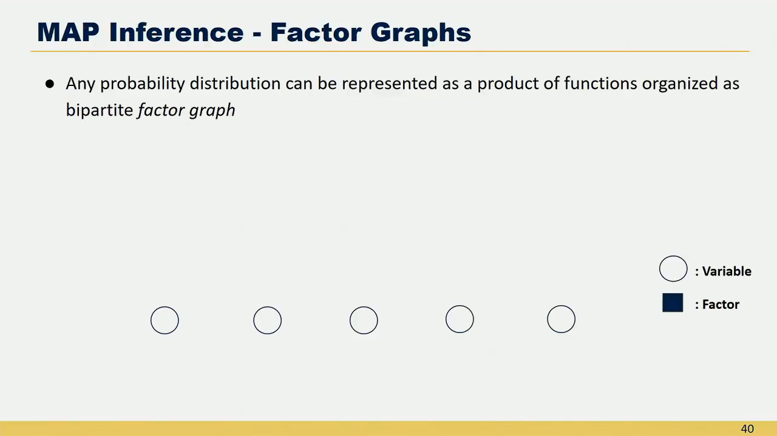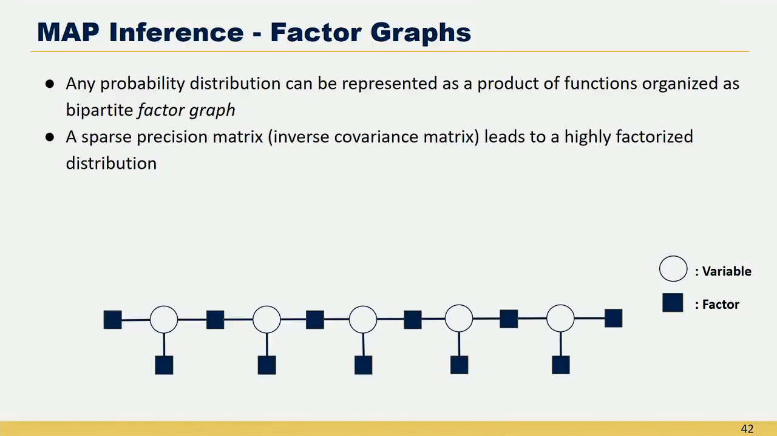So let me go over what factor graphs are. Factor graphs have been around for quite a while, and they have been used by the SLAM community, who are quite used to using large factor graphs to carry out optimization. Any probability distribution can be represented as a product of functions organized as a bipartite factor graph. Here, as you can see, this is an example factor graph where a sparse precision matrix leads to a highly factorized distribution and a sparse factor graph.